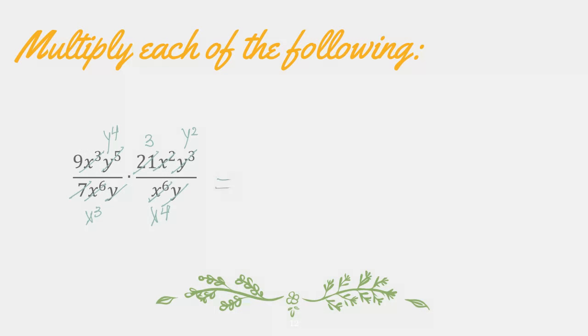Now I'm just going to multiply everything that's left. So if I start on the top, I have 9 times 3, which is 27. I have no x's here and no x's here, but I have 4 y's and I have 2 y's, which gives me a total of y6. And I'm going to go to the denominator. I have nothing left. I have an x3 and an x4, which gives me an x7. This is my final answer. So I'm just canceling stuff out and I am multiplying what's left. Remember that when you multiply, you add exponents.